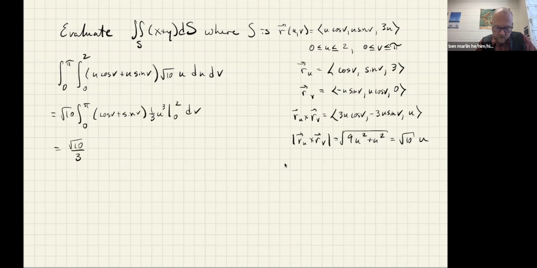And plug in, I guess, 8 minus 0. So maybe that would look nicer if I wrote it as 8 square roots of 10 over 3. Okay, went through that pretty quick, but it shouldn't be too rough for y'all. So integral 0 to pi of cosine v plus sine v dv.